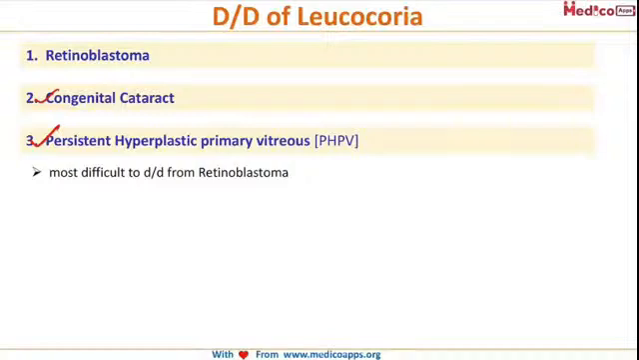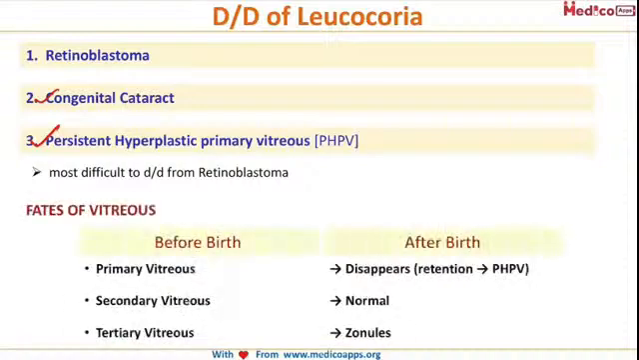Now let's try to understand what this persistent hyperplastic primary vitreous is. We know that vitreous occurs in 3 stages while it's forming in the fetus.